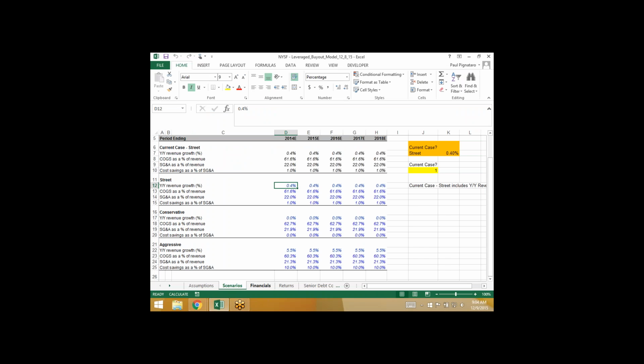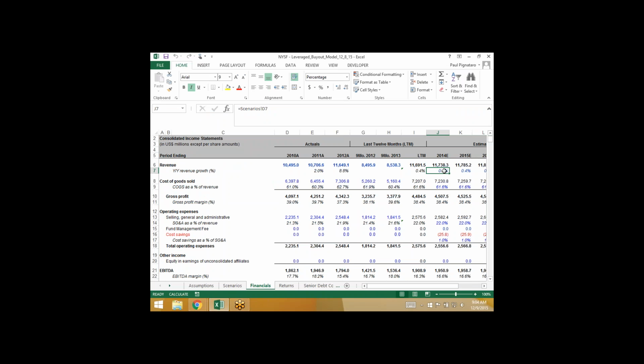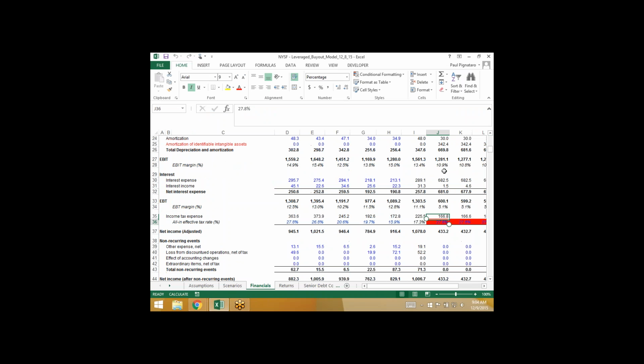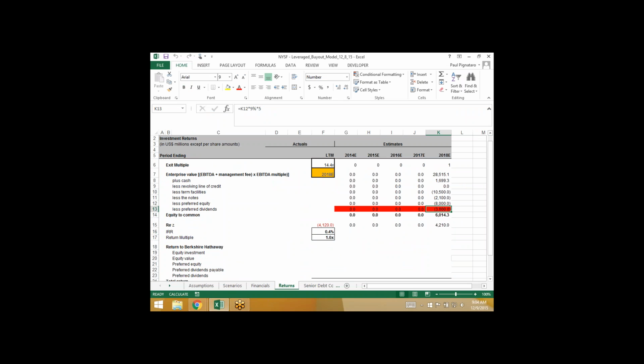So we started talking about adjusting the variables. Let me just put this back to the street case here. Okay, so it's on the street case. I'm trying to think of what we changed to get it to 0.4%. Was it the tax rate? I don't remember. I thought it was negative 0.3%. No, maybe that's what it was. No, it was negative 0.3. Do you know what changed it?